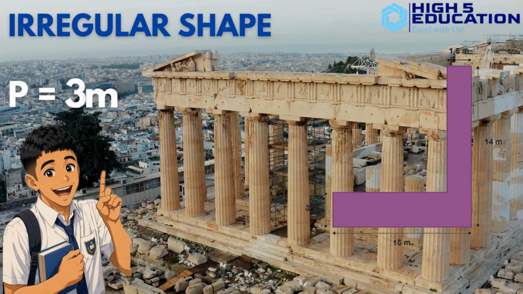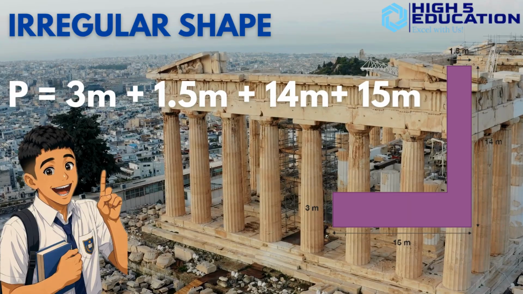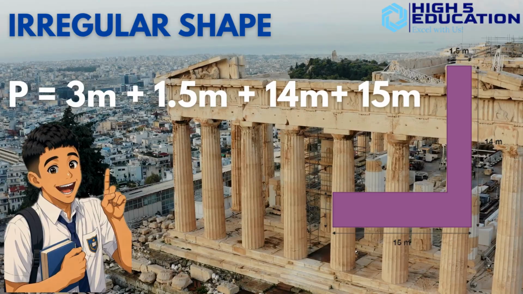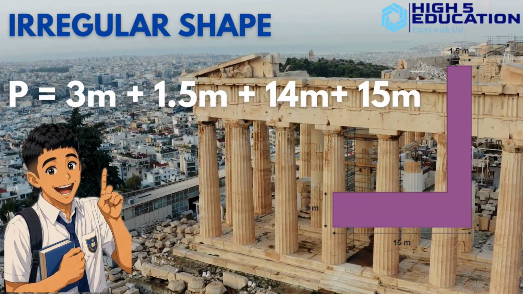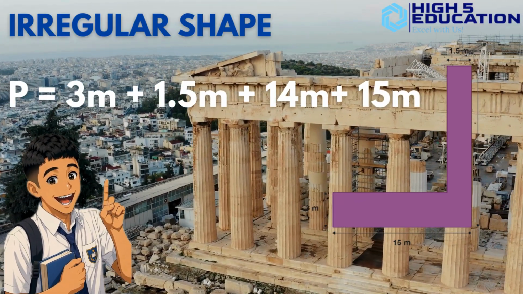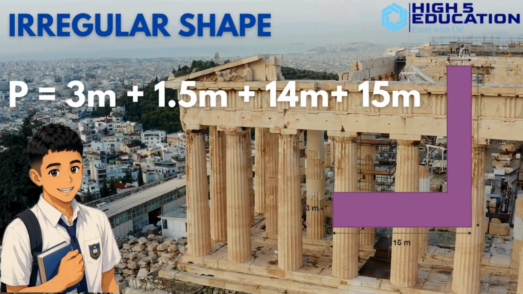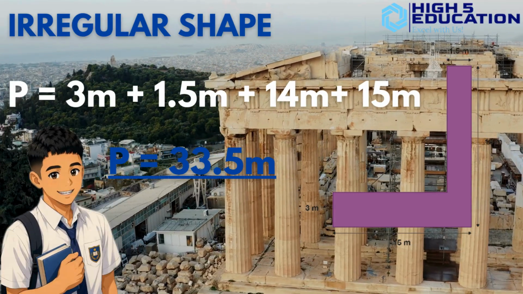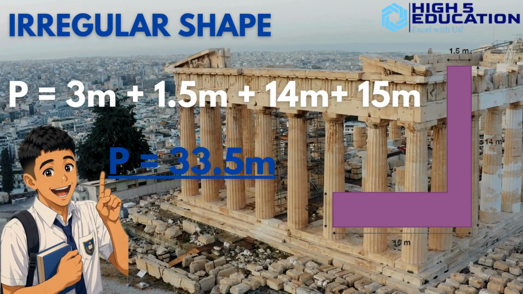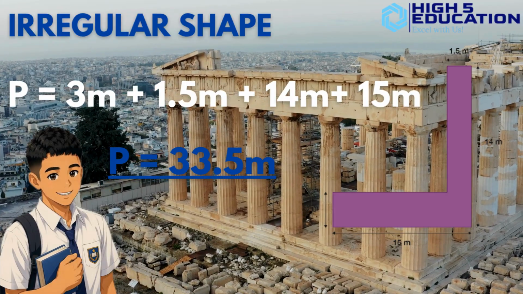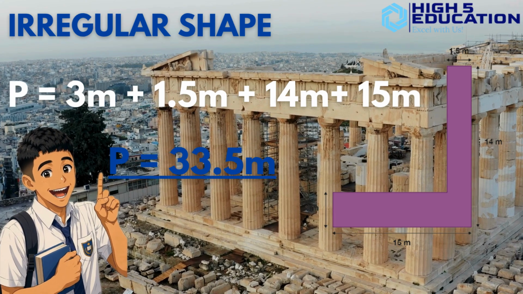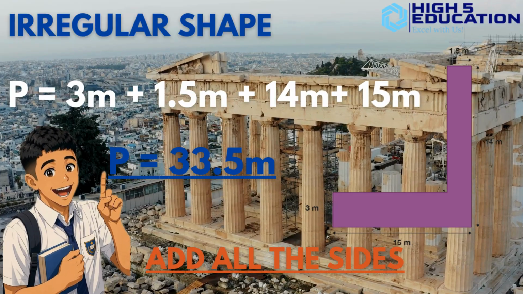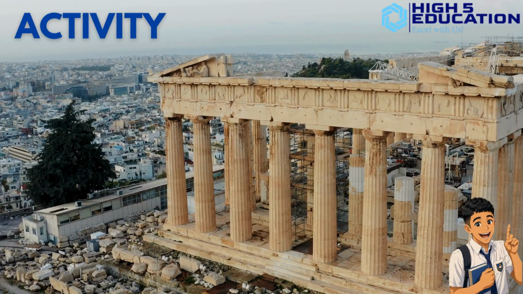Our irregular shape has side lengths of 3 meters, 1.5 meters, 14 meters, and 15 meters. Let's add them together step by step. P equals 3 meters plus 0.5 meters plus 14 meters plus 15 meters. Now calculate the total. P equals 33.5 meters. Fantastic! The perimeter is 33.5 meters. So, remember this important rule. To find the perimeter of an irregular shape, add the lengths of all the sides. Easy, right? Let's begin with question 1.